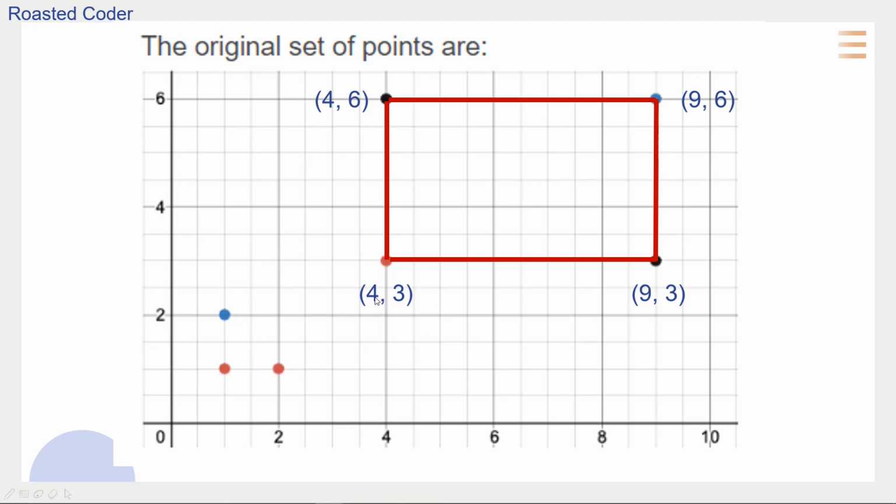So you can see all the x values are in pairs. This is 4 and 4, this is 9 and 9. So all the coordinate values are in pairs. So now how can we find the missing vertex? Let's code this and we'll understand this in our code.